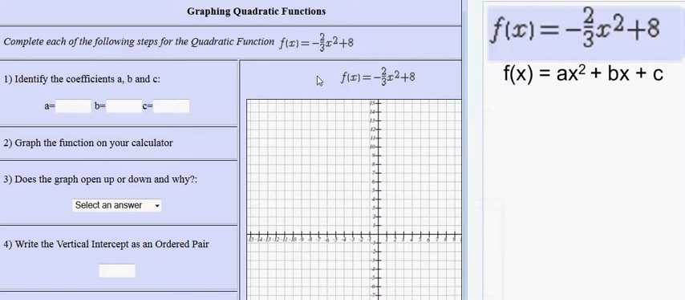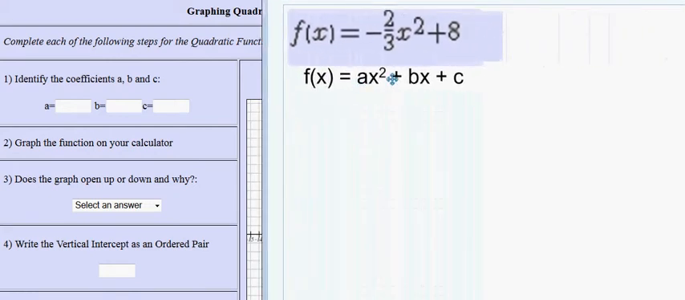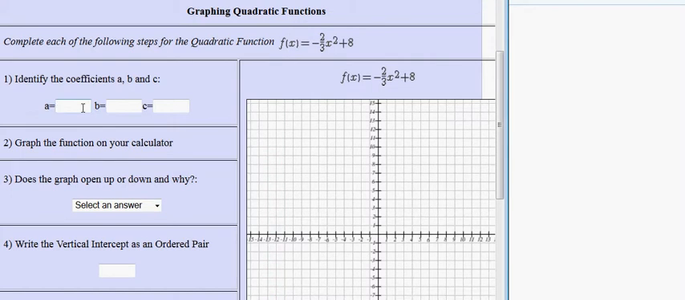In this problem, we're given a quadratic function and we're first asked to identify the coefficients a, b, and c. So I've copied our equation down. The definitions of a, b, and c are the coefficients on the x squared, the x term, and the constant at the end. So for example, a is defined to be the coefficient in front of the x squared. So here's my x squared. The coefficient would be this right here, the number in front being multiplied. So the a value is negative 2/3. So just type in a equals negative 2/3.